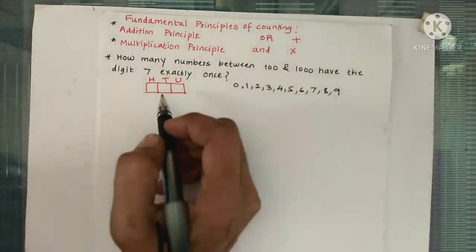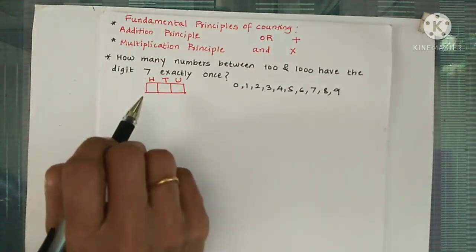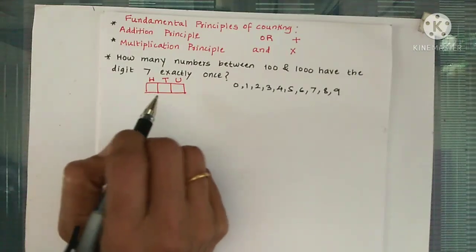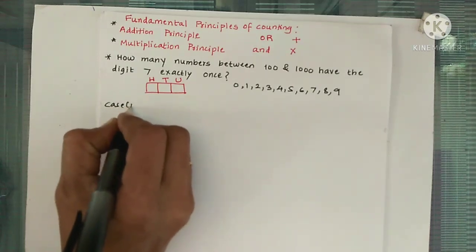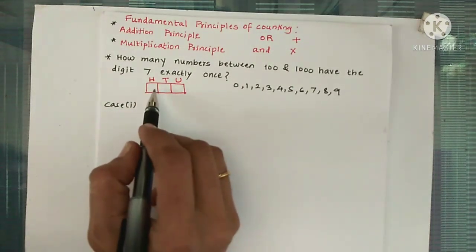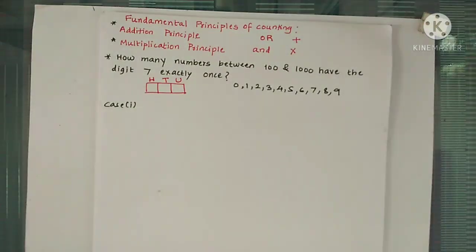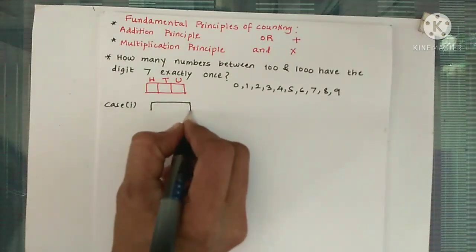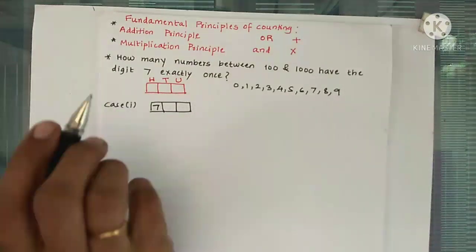But let's see how we are getting this. We want the number such that this digit 7 should be there exactly once. So there are 3 cases. Either 7 is in hundreds place, second one is 7 is in tens place, and the third one is 7 is in units place. So we are considering 3 cases. Case 1, 7 is in hundreds place. So let's place 7 in hundreds place.